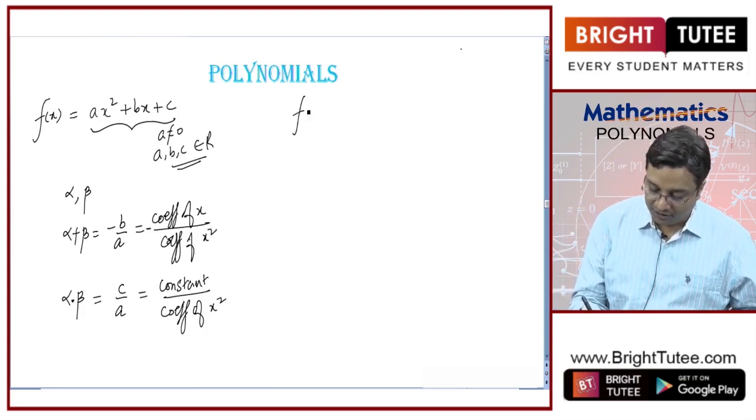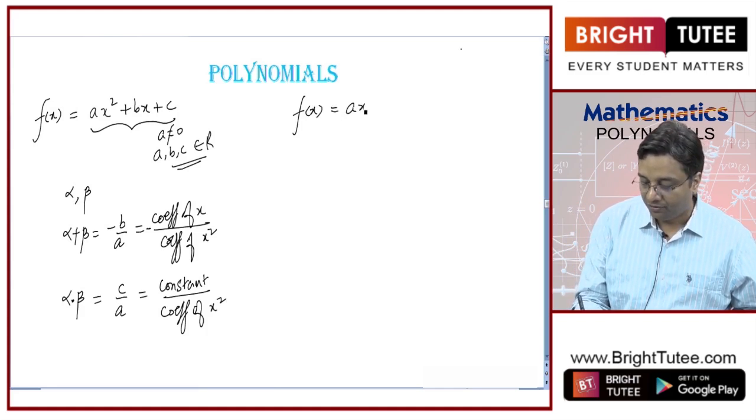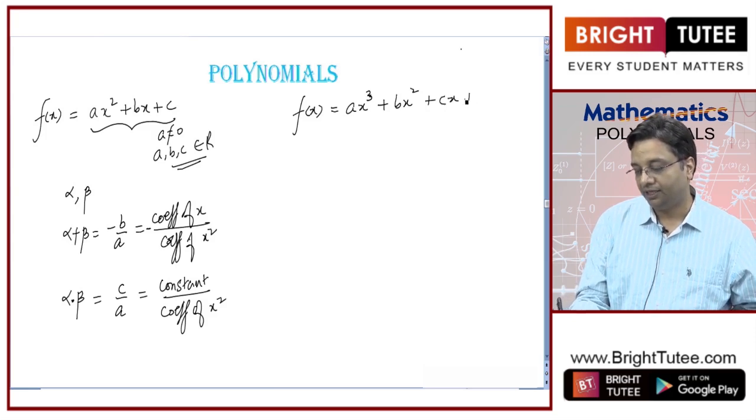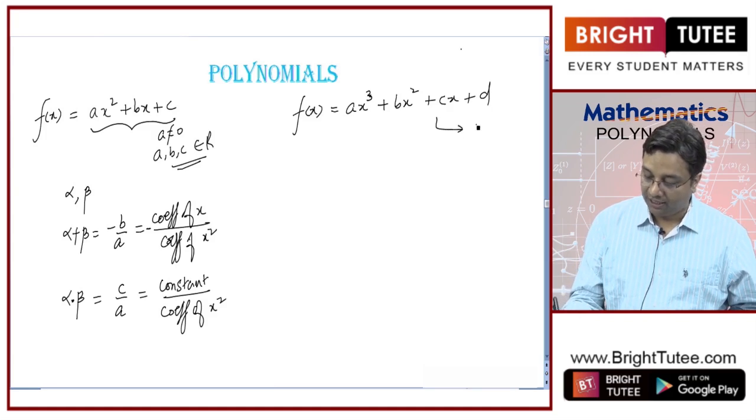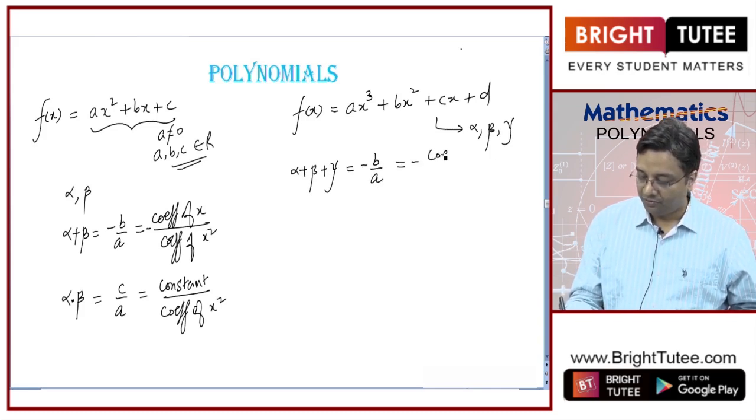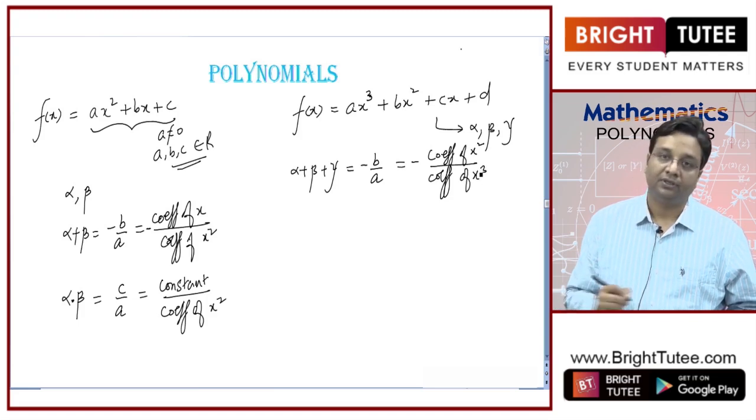And for cubic ones, let's say the standard form is this: ax cubed plus bx square plus cx plus d. Let us say zeros here are alpha, beta and gamma. What was alpha plus beta plus gamma? It was equal to minus of b by a, which is equal to minus of coefficient of x square divided by coefficient of x cube, right?